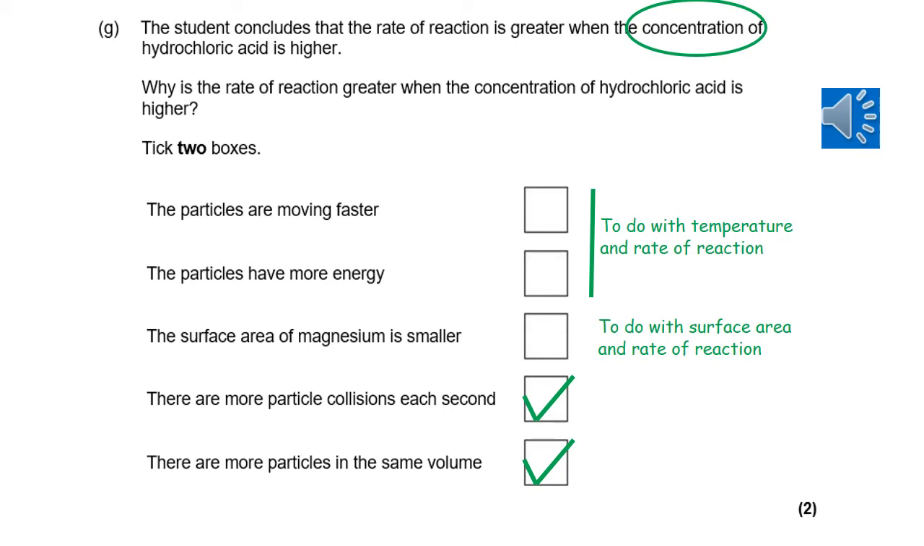So concentration, do I have more particle collisions each second? Yes, I do, because if I have a higher concentration, the particles are closer together, and therefore there will be more collisions per second. Last one, more particles in the same volume. Well, that's what concentration means. If I have a higher concentration, I have more particles in the same volume. So the last two are correct.